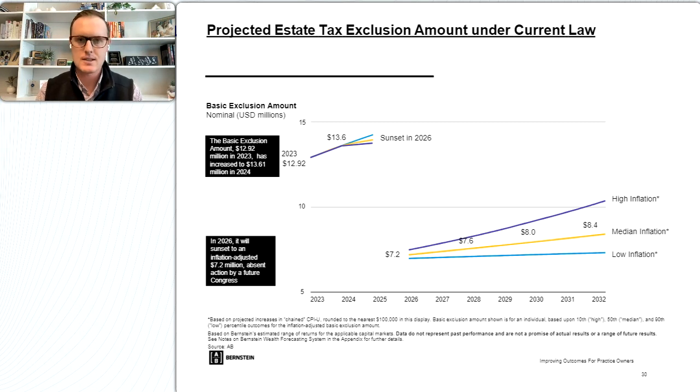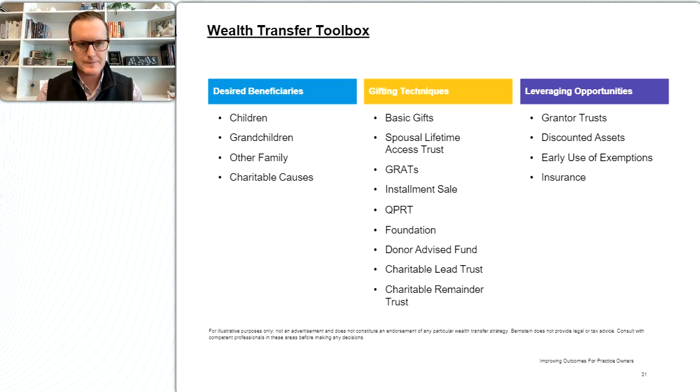But if it sunsets in 2026 and it goes back to 7 million, so 14 million for a couple, she's going to have a considerable estate tax problem. So what she needed to do was determine if she were to take this deal and have an estate tax problem going forward, when she gives her chunk of money to Uncle Sam, was it worth it on an after-tax basis to be able to take care of her family?